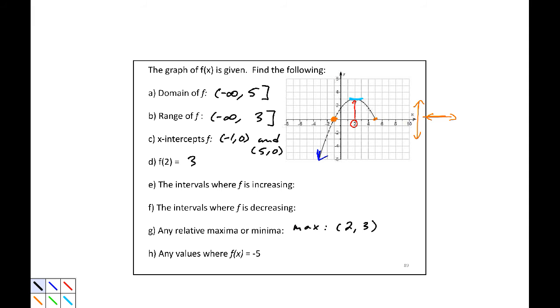And depending on who you ask, this looks to be a relative minimum. I would call this a minimum, at the point 5, 0. Some textbooks might not refer to endpoints like that.